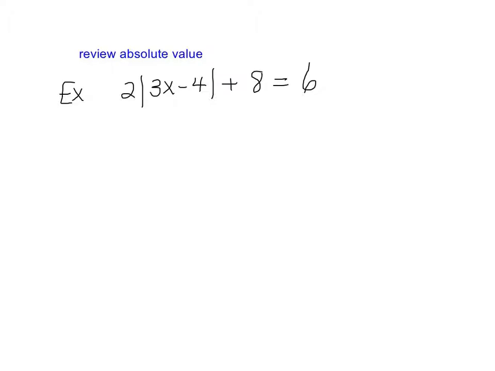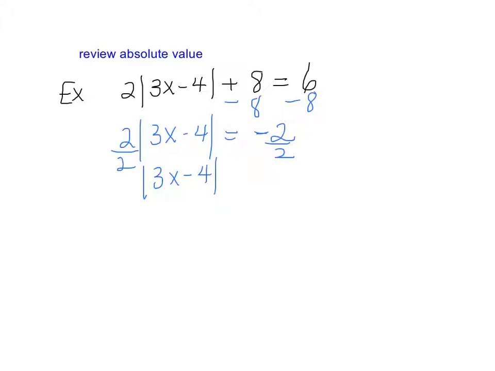We're also going to review absolute value. So I put a problem on here. As you recall, before we set up an absolute value, we have to move everything that's not inside the absolute value to the other side. So this is a matter of undoing. I'm going to subtract the 8, and that's going to leave this on the left side. Then I'm going to divide both sides by 2, and that's going to be the absolute value of 3x minus 4 is equal to negative 1.